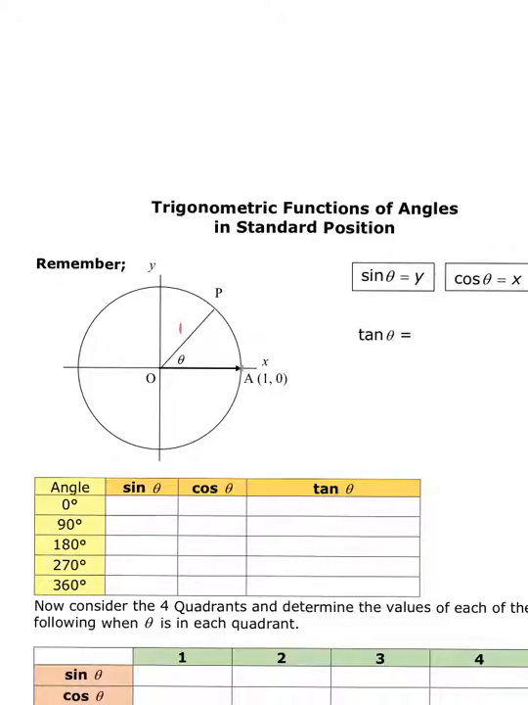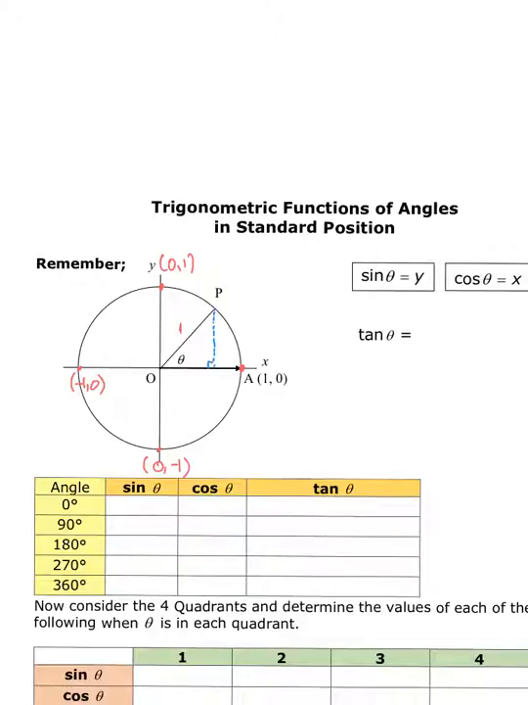So this point here at A is (1, 0). This point up here is (0, 1). This point over here is (-1, 0), and this point down here is (0, -1). We also have our initial arm along the positive x-axis, our terminal arm joining the origin to the point P on the circle. We can form a triangle by dropping the line down to the x-axis.